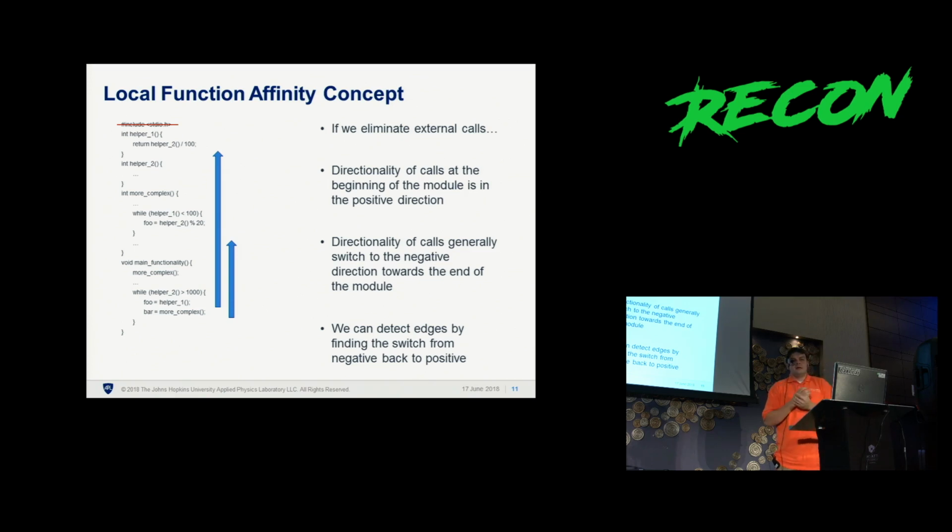So the idea is, can I create a numerical score that represents the way the function's being pulled by either the functions it's calling or calls to it? I'm expecting the score to start positive, switch to negative, and then on the next C file, go back to positive again. So the edge that I'm looking for is the place where it switches from the negative direction to the positive direction at the next C file.